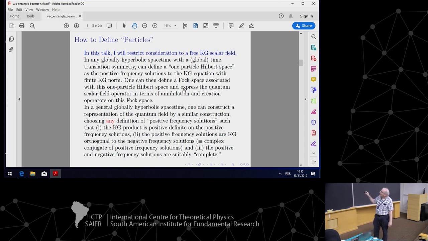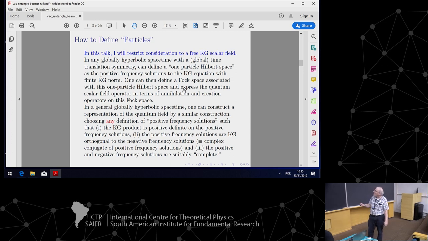But if you look mathematically at what is needed to define in a consistent way a notion of particles, what you need to do is define some subspace of solutions which would correspond to the positive frequency solutions in the usual definition, where you have a time translation symmetry. And what this subspace has to satisfy is that the Klein-Gordon product, I should say, I probably have said somewhere that I'm going to restrict to a Klein-Gordon scalar field, and momentarily I'm going to restrict to a massless Klein-Gordon scalar field, has to be positive definite on the solutions you're calling positive frequency.